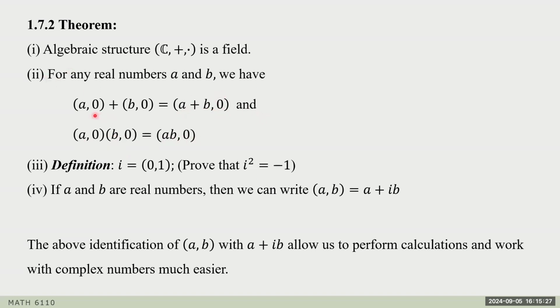Now, if you cover up or scratch out all these zeros, what would you get? You will get A plus B equals A plus B, and A times B equals AB. That's the addition and multiplication for the real numbers. So it appears that we have the structure of the real numbers inside the complex numbers.